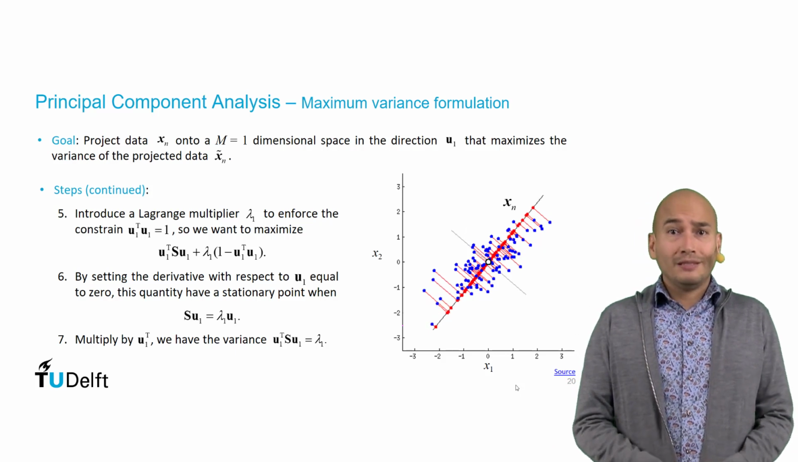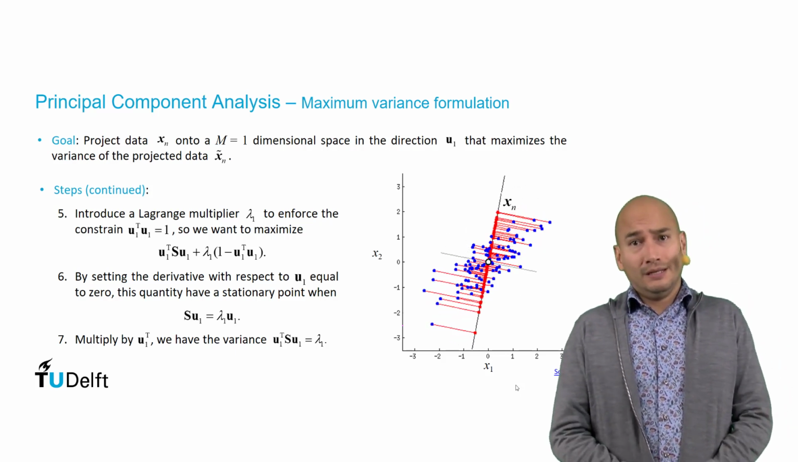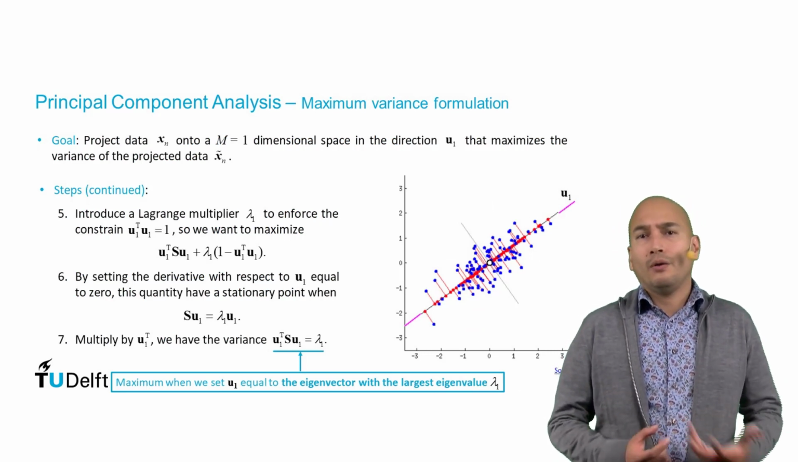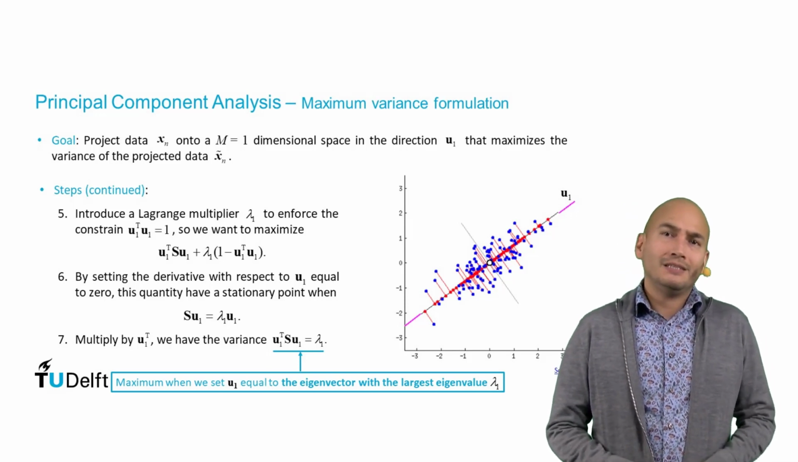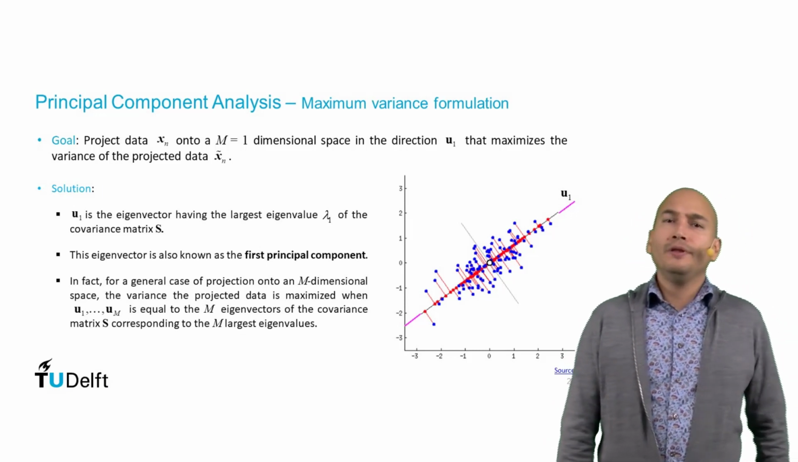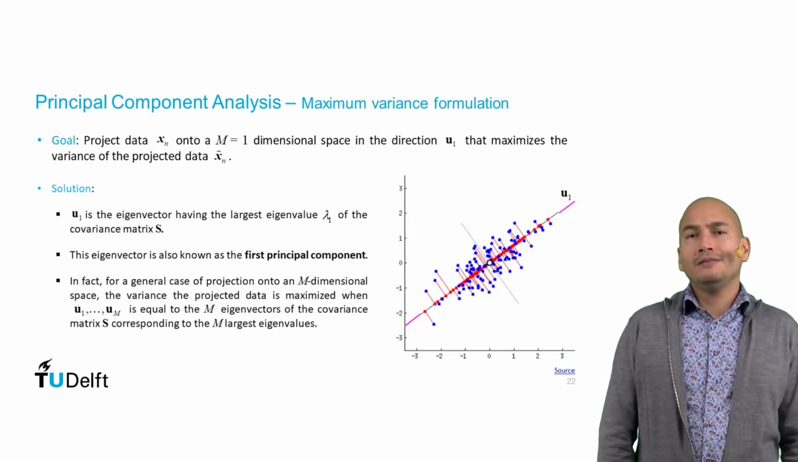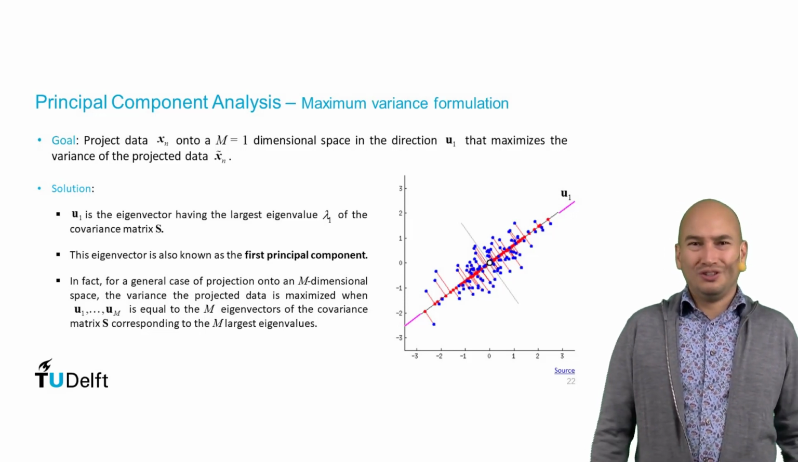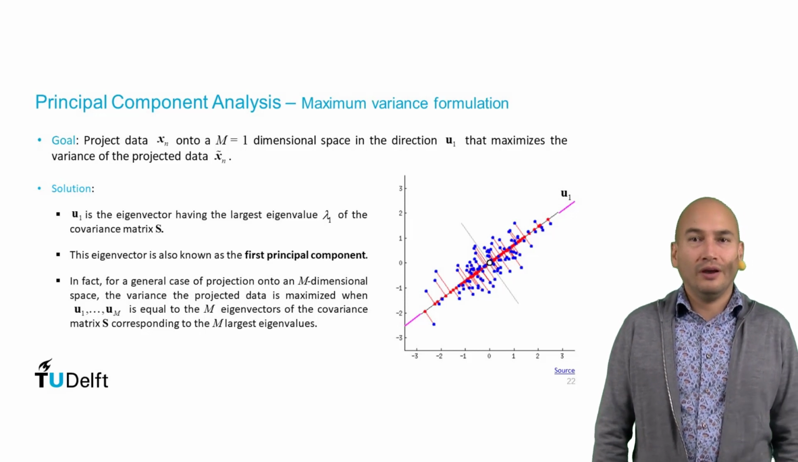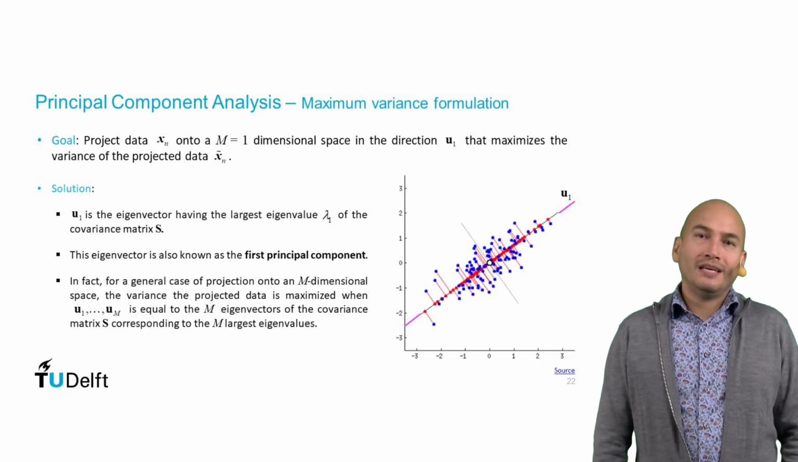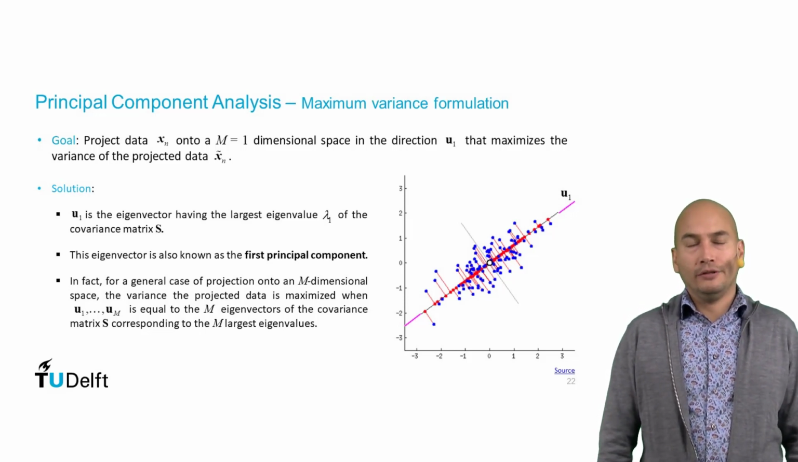Remember, PCA wants to maximize the variance, and the variance now equals lambda 1. This means the variance is maximized when we set u1 equal to the eigenvector of S with the largest eigenvalue lambda 1. Now we have a solution to the maximization problem: the variance of the projected data is maximized when u1 is the eigenvector having the largest eigenvalue lambda 1 of the covariance matrix S. So we don't need to search for the direction u1 anymore by trying all possible directions. We can directly get this eigenvector from the covariance matrix S. This eigenvector is also known as the first principal component.